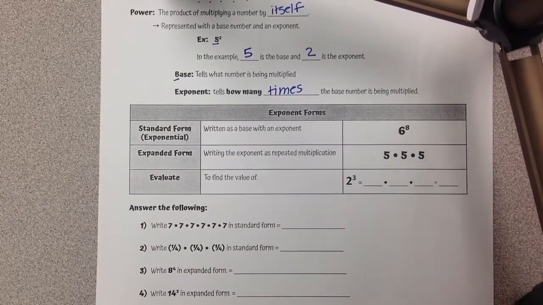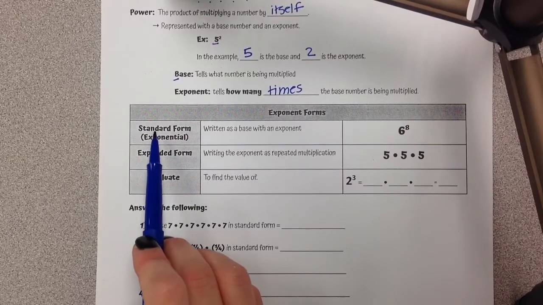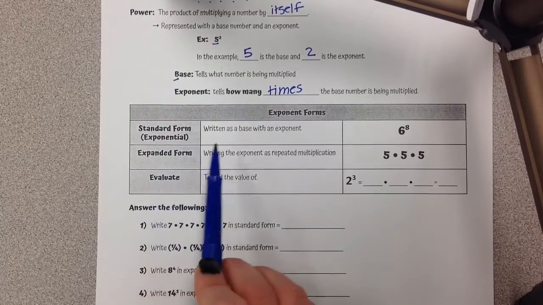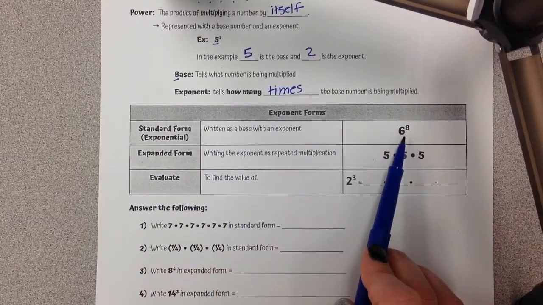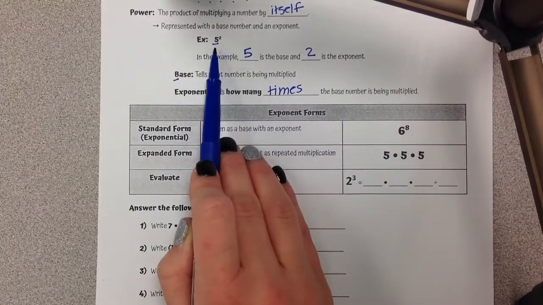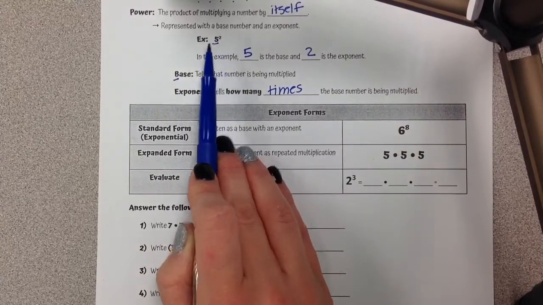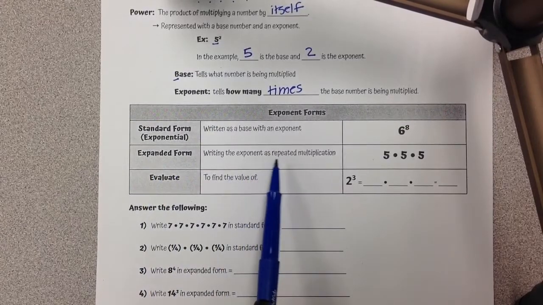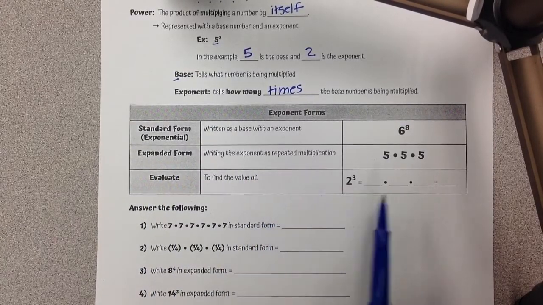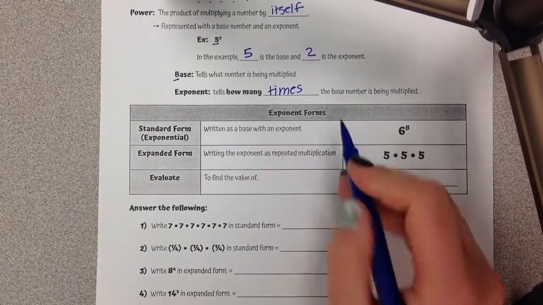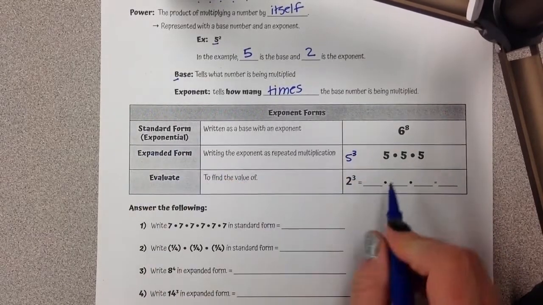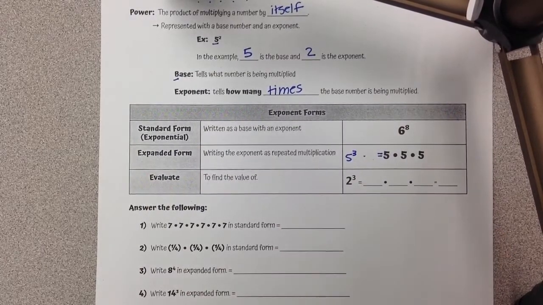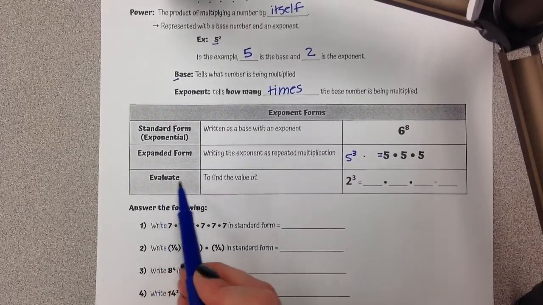There's different types of exponent forms. Okay, so the first one is standard form, or you might see that written as exponential form. That's just written as a base with an exponent, 6 to the 8th power, or just like this example up here, 5 to the 2nd power, or 5 squared. Okay, and then there's expanded form, where you write the exponent as repeated multiplication. So it would be 5 times 5 times 5. So instead of 5 to the 3rd, which would be standard form, you would write it out as 5 times 5 times 5.